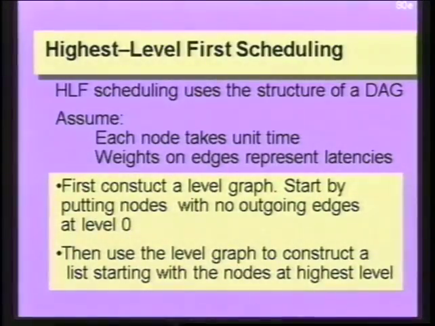Now I want to talk to you about highest level first scheduling, which is actually a heuristic which takes advantage of the structure of the dependence graph and uses that structure as a way of constructing the list, which is then going to be scheduled greedily. Now, again, we're going to assume, as we have all along, that each node or instruction takes unit time, that we have weights on the edges, which, again, are going to represent the latencies. And what we're going to do is construct a layered graph, which is going to represent the distance between a pair of nodes, the distance of the longest path between a pair of nodes.